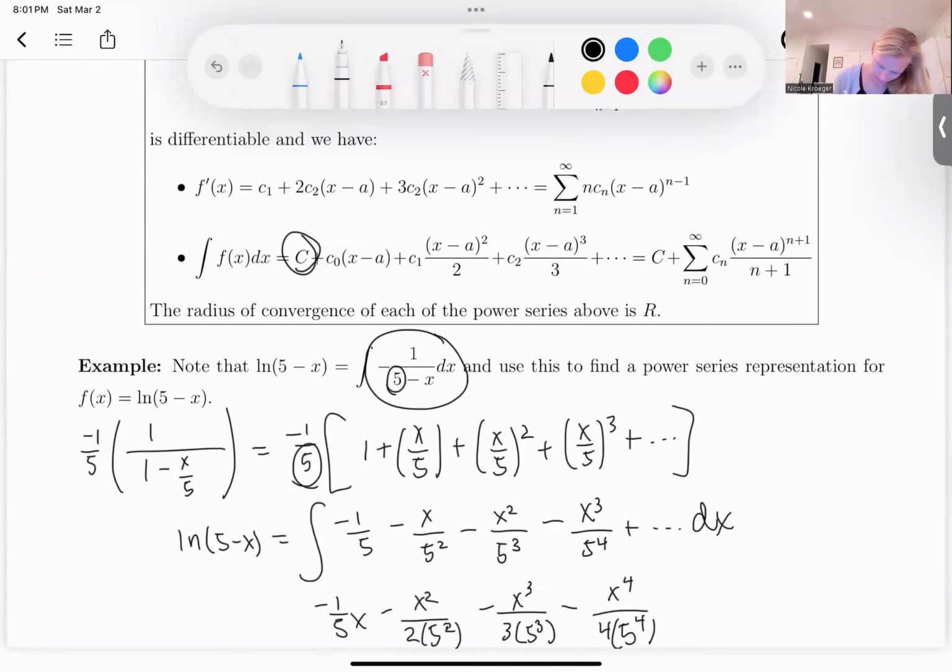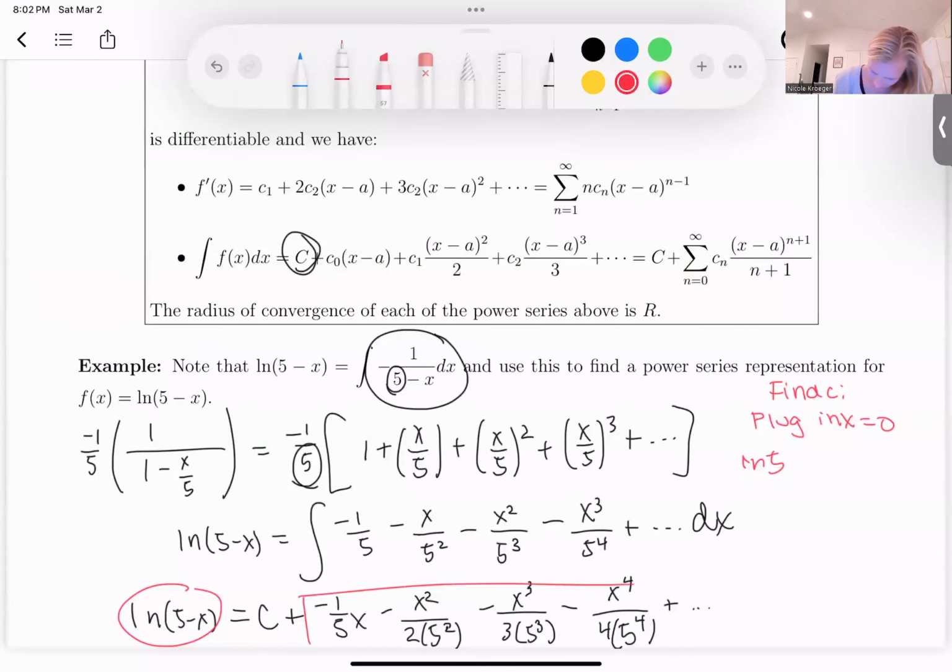So I'm going to put my c over here, plus c. This gives me ln of 5 minus x, plus dot, dot, dot. We need to find our value of c. An easy number to plug into this power series would be 0. So to find c, we're going to plug in 0 on both sides. On the left-hand side, we're going to have ln of 5. All of these terms are going to be 0, so we're just going to be left with c. That tells us our c is ln of 5, and so let's just replace c by ln of 5.